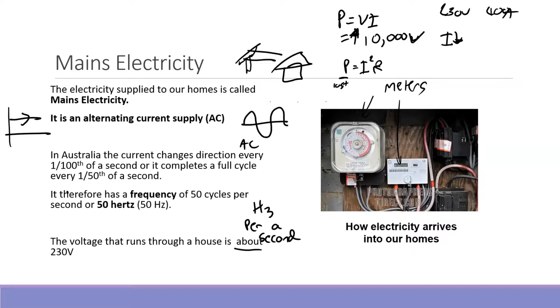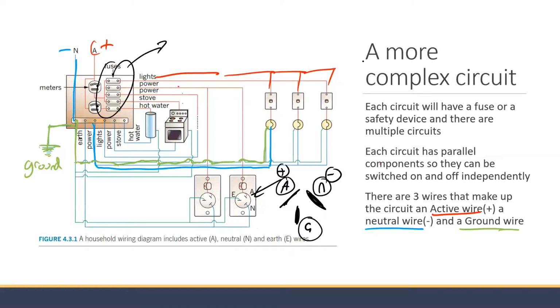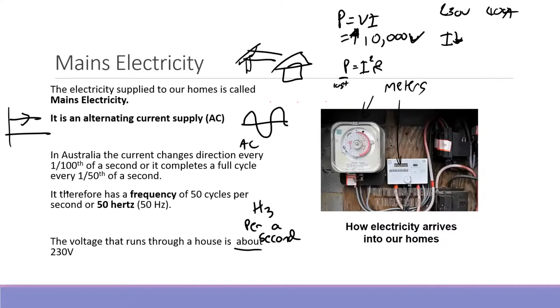When it gets to the house, we dial it down to 230 volts, but then we crank up the current. It doesn't matter that we crank up the current because then we split the current anyway. So keep that in mind.